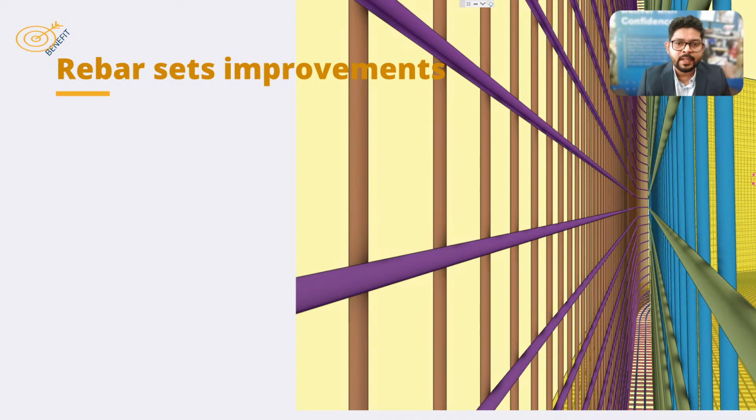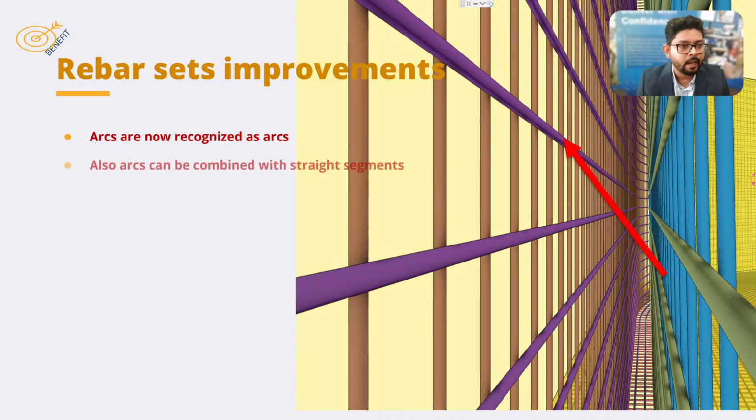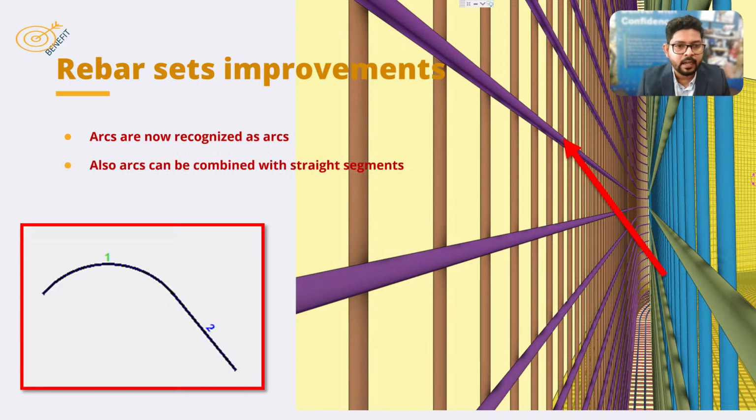So the first one is that if you are modeling an arc shape rebar with rebar sets, this arc shape is properly recognized in the rebar shape manager. And also, if these arcs are combined with straight segments, like in this case of the longitudinal rebar of this retaining wall, the arc length, the bending radius, the arc radius, the straight length, all of these are properly reported in the rebar shape manager, and you can take all this info to the bar bending schedule.